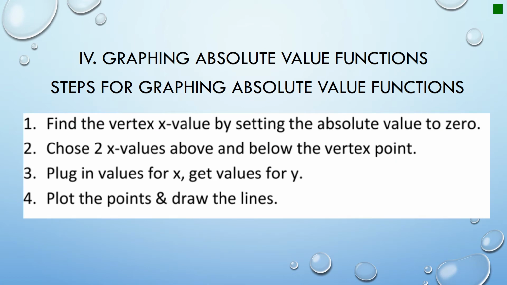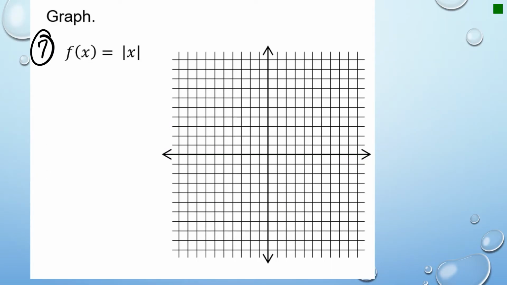Okay, absolute value. We've got to find the vertex. We've got to choose two x values. We've got to plug in values. We're going to plot the points, draw the lines. It's going to be very exciting. Makes a V, remember? Makes a V, value. So this is just the absolute value of x.